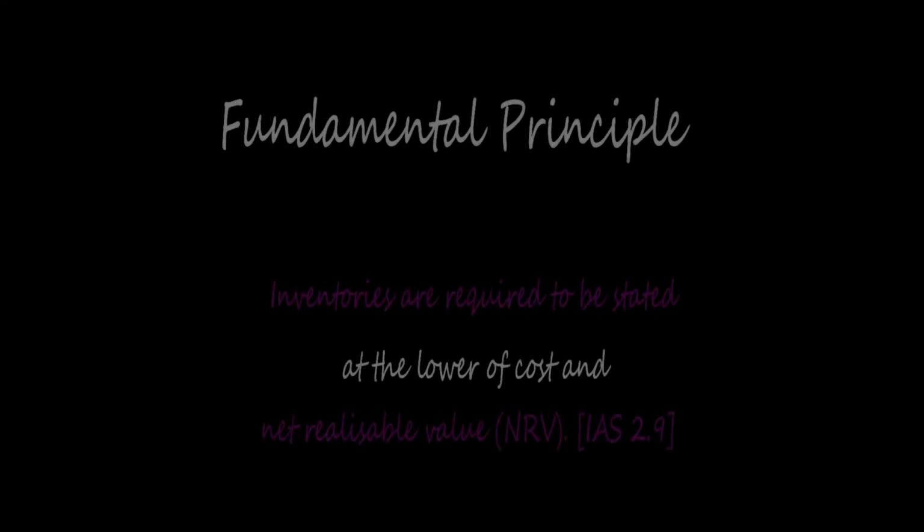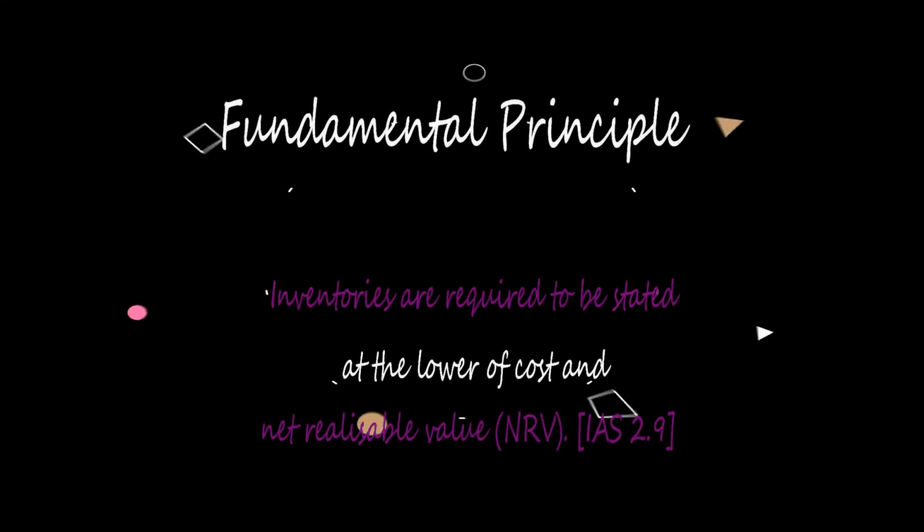And at the end, the key point which we must know is that the fundamental principle of IAS 2 is that inventories are required to be stated at the lower of cost and net realizable value, NRV, which is one of the most important questions for MCQs as well. It can be stated as the option with the lower of cost or net realizable value to be selected.